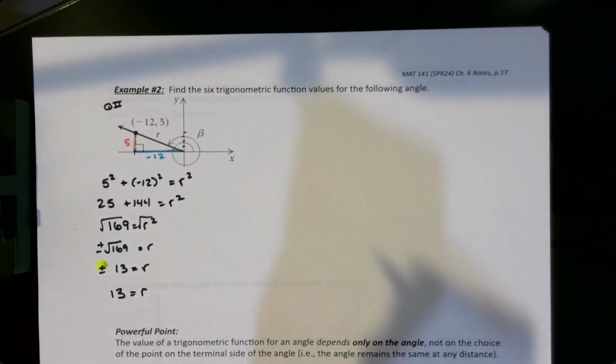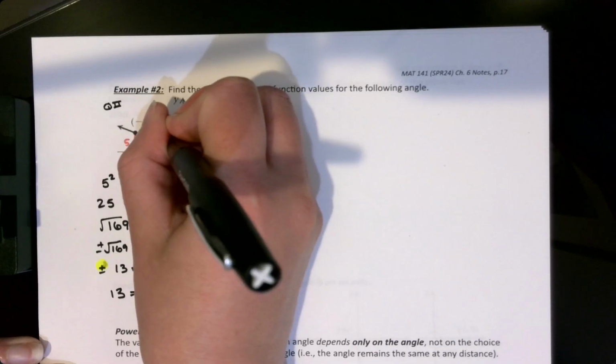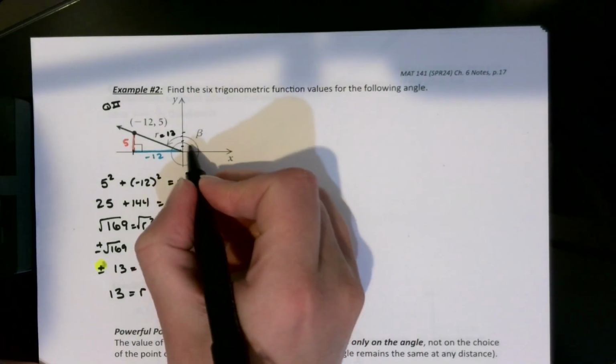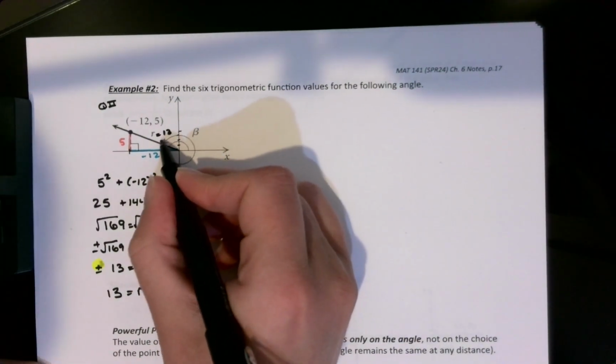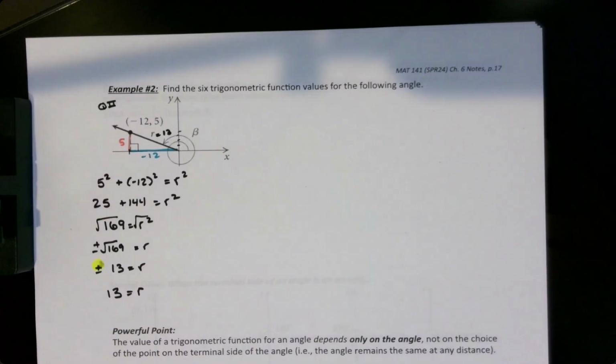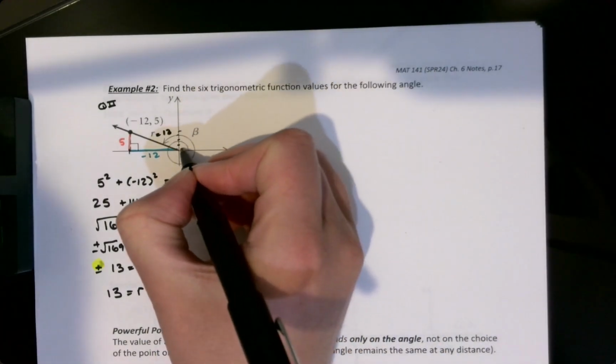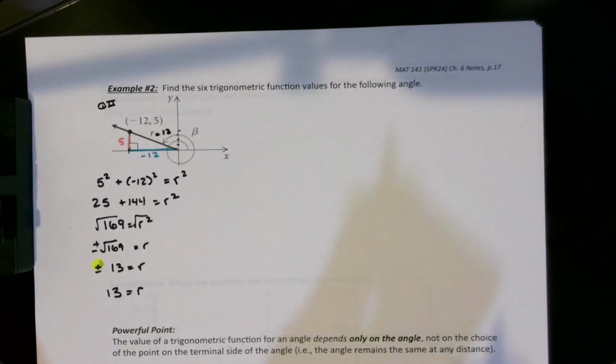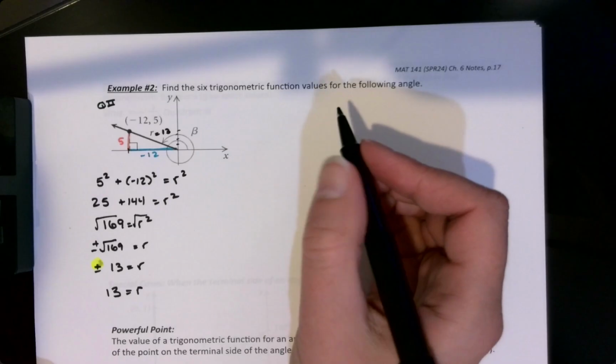All right, now that we know the value of r, which is 13, we're going to find the 6 trigonometric functions for the angle beta. Notice that the angle beta spun around twice to lie coterminal to this side, but it doesn't matter if I'm looking at a big angle or the smaller angle or even the angle inside, they all have the same trigonometric ratios because they all have the same coterminal side.